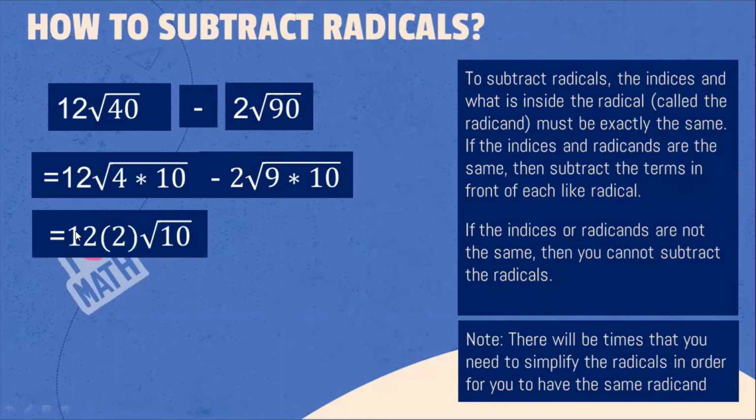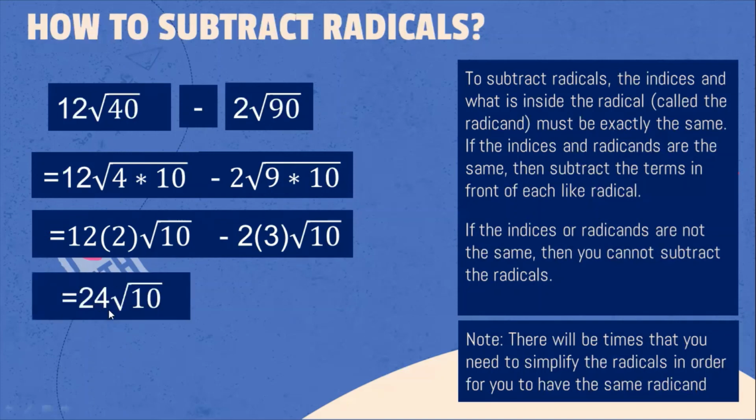Next one. 12 multiplied by the square root of 4, which is 2. Then square root of 10. Minus 2. The square root of 9 is 3. Then square root of 10. I hope you were able to follow. Again, the square root of 4 is 2. And the square root of 9 is 3. Then we can simplify this. 12 times 2, that is 24, the square root of 10, minus 6, the square root of 10.